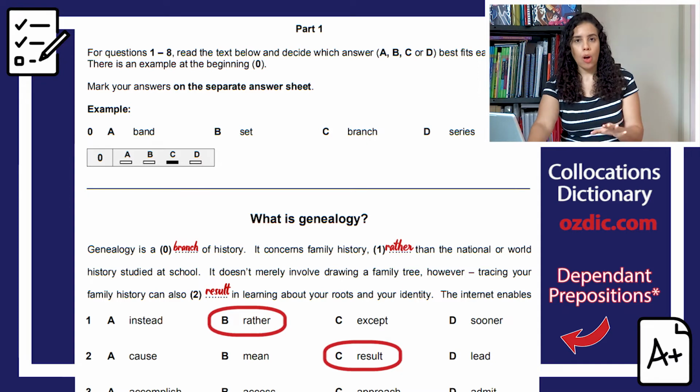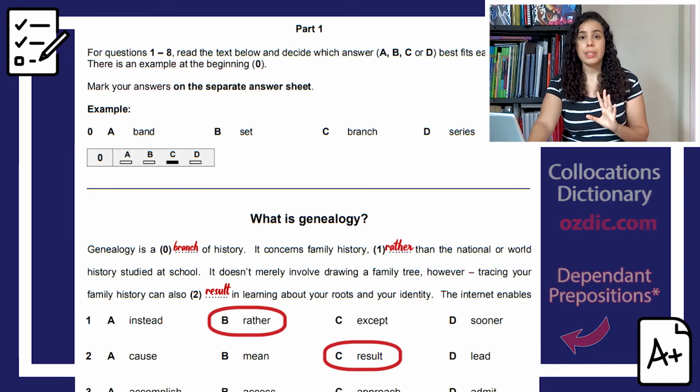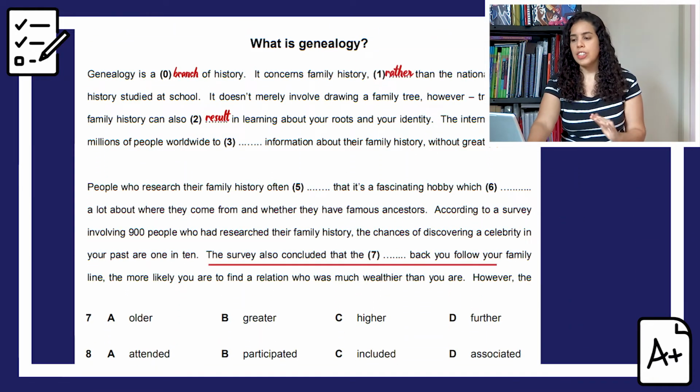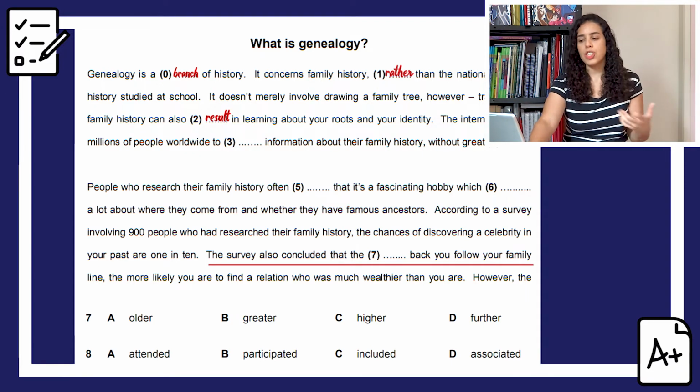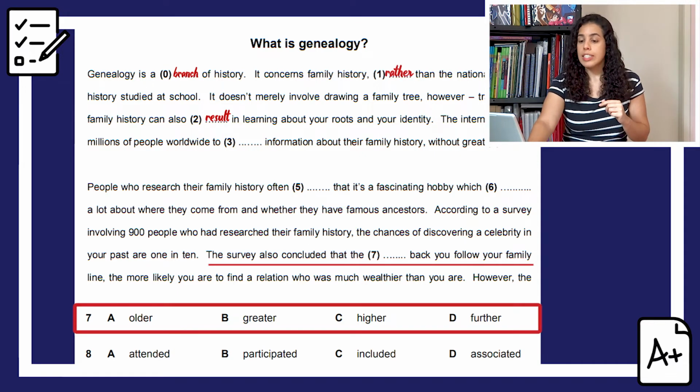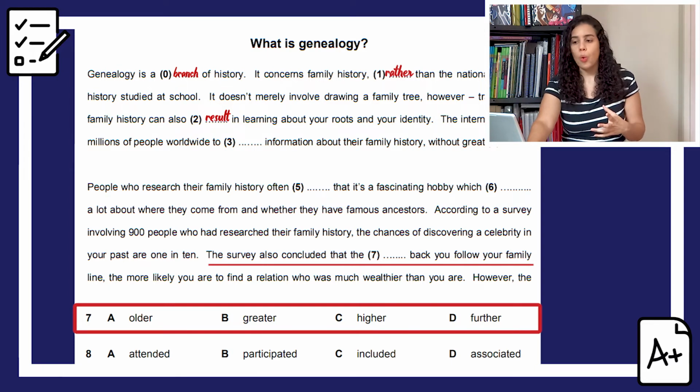Before you try them all by yourselves, take a look at number 7. The survey also concluded that the blank back you follow your family. We are looking for a word that means that we are looking back at your genealogy tree, right? Let's look at the alternatives. 7. A, older. B, greater. C, higher. D, further. So, it is related to older, but you cannot say older back.